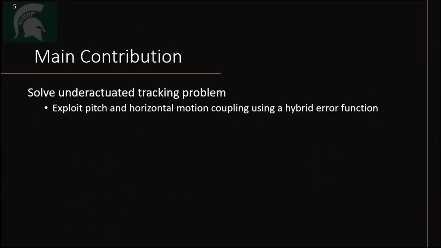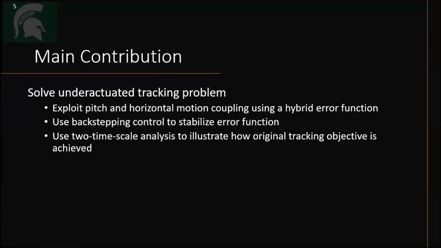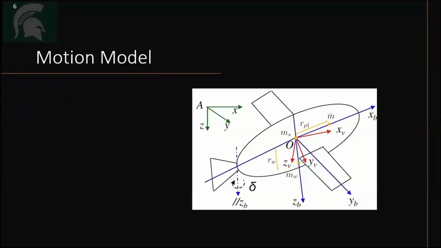In this work, we solve an underactuated tracking problem by exploiting the pitch angle's effect on the horizontal motion dynamics using a hybrid error function. Then we use backstepping control to stabilize this error. And we use 2 time scale analysis to illustrate how the original tracking objective is achieved.